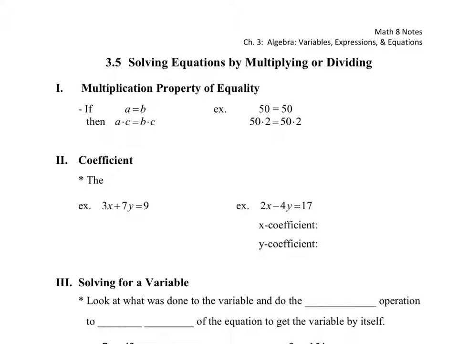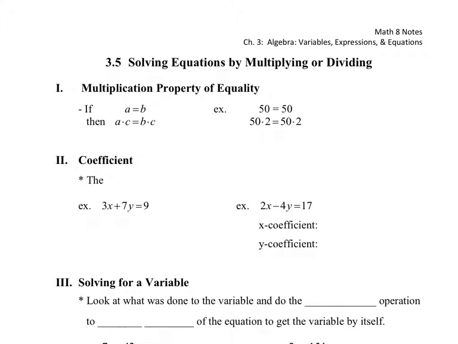This one is very similar to the last section, which is adding and subtracting, solving those equations. Now we're doing multiplying or dividing. We've got the multiplication property of equality. In other words, if you take one side of the equation, you multiply it by a number, and you take the other side and you multiply it by the same number, the sides stay equal.